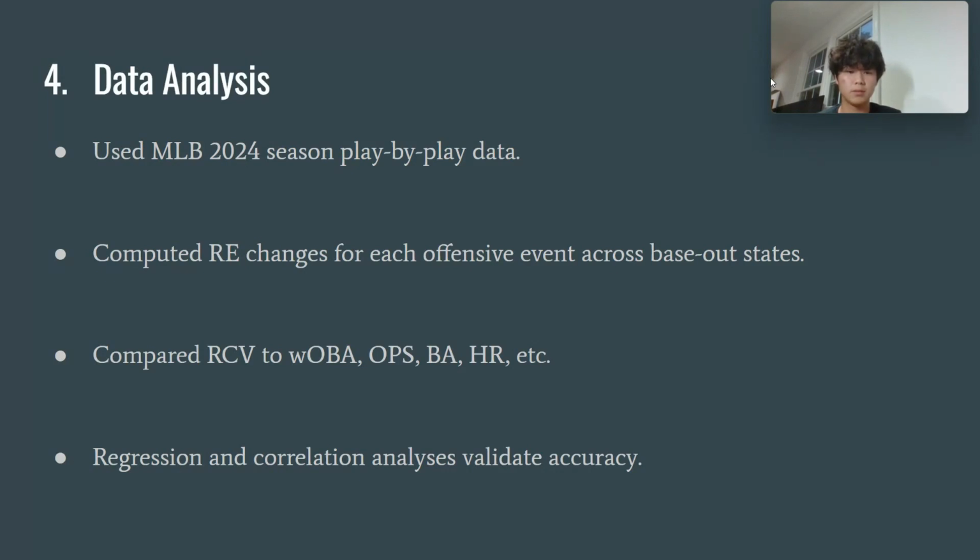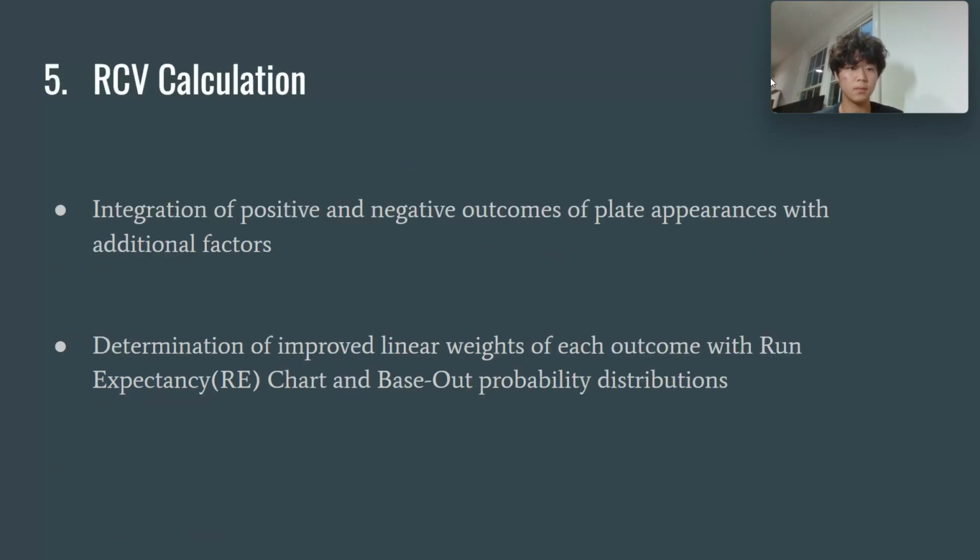These are the data analyses that were performed. Using MLB 2024 data, run expectancy changes were computed. Then the correlation graphs and player rankings were made, which were compared to those of other metrics. For RCV calculation, the following steps were necessary. First was the integration of positive and negative outcomes of plate appearances with additional factors. Second was the determination of improved linear weights of each outcome with the RE chart and base-out probability distributions.